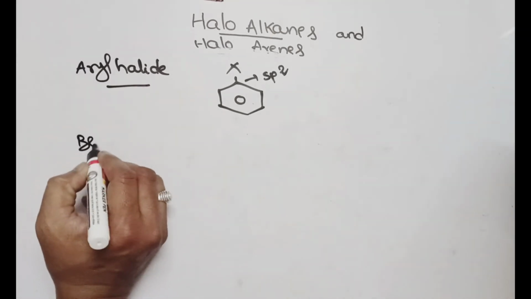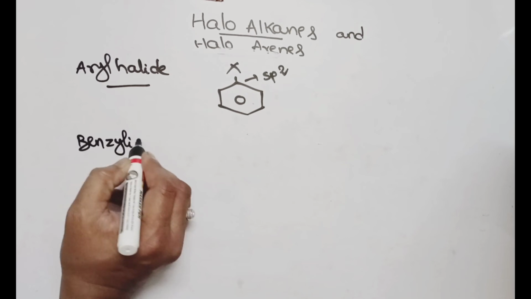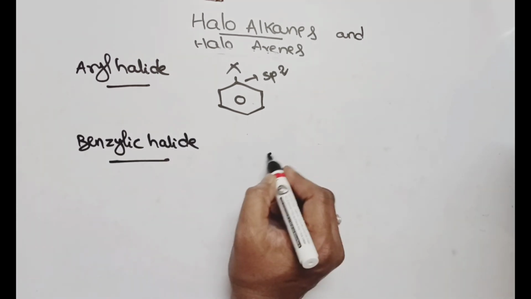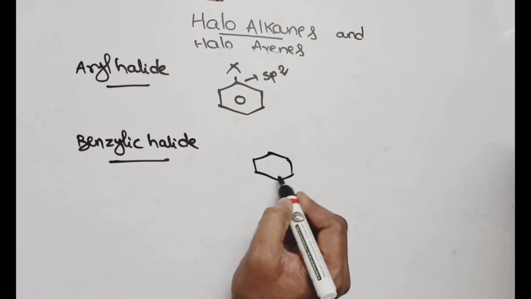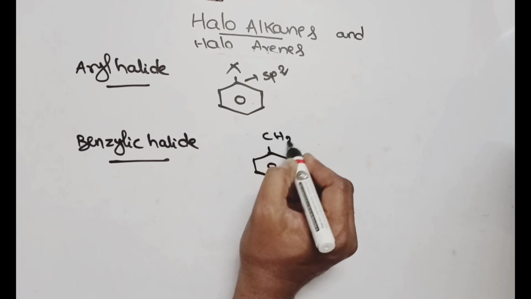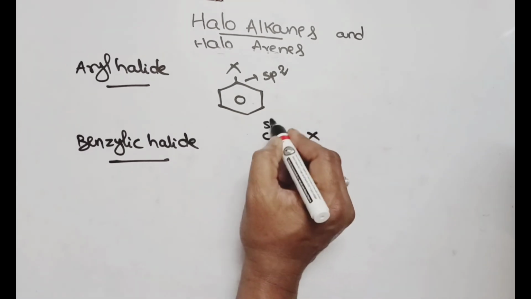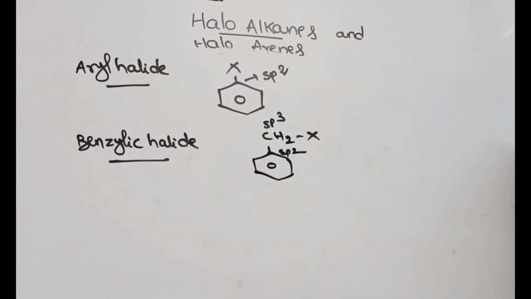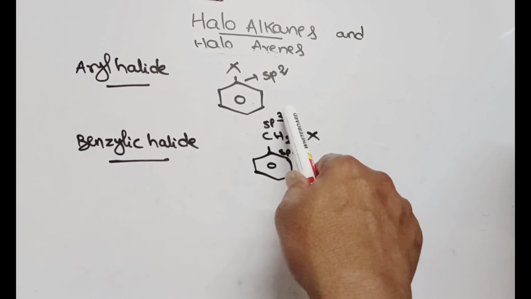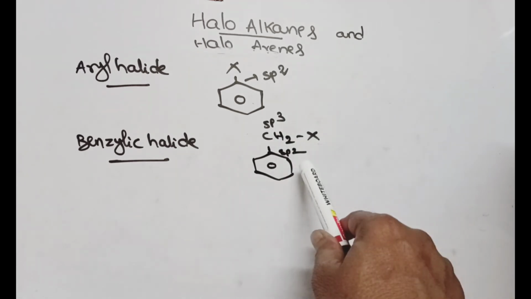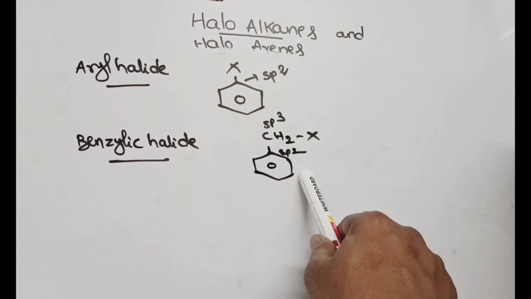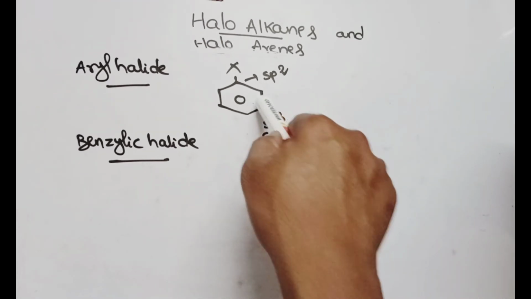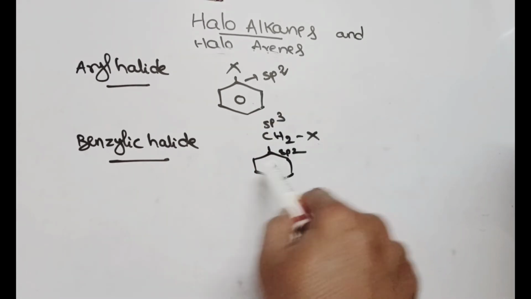Next, benzylic halide. Another type, benzylic halide. Halogen with sp3 carbon, and that sp3 carbon bonds with the sp2 carbon of benzene. So if a halogen is with sp3 carbon and that sp3 carbon bonds with the sp2 carbon of a benzene, that is known as a benzylic halide. So this is aryl halide and this is a benzylic halide.